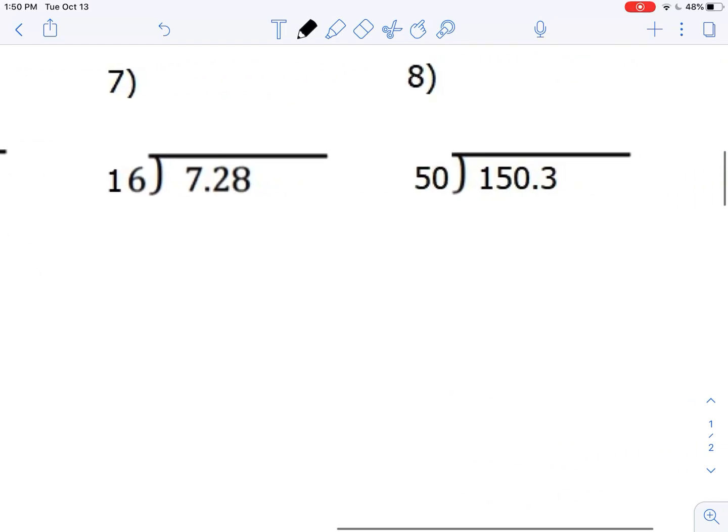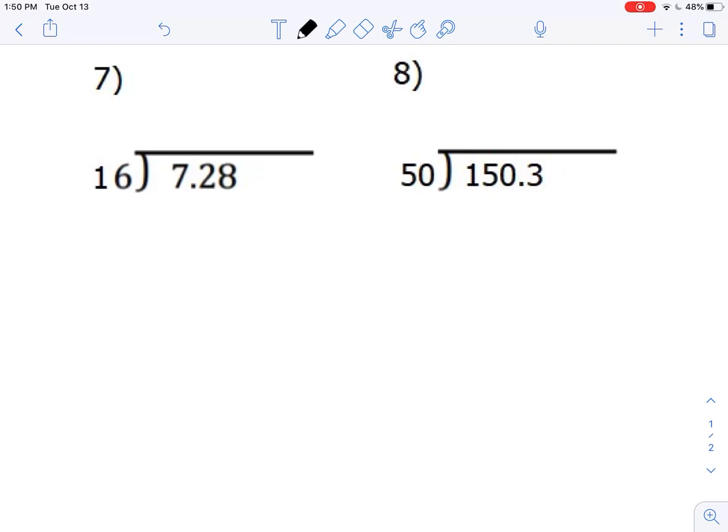Number 7, 7 and 28 hundredths divided by 16. So I'm going to put a placeholder above the 7 here. 16 can't go into 7. I'm going to put a decimal point just above it. 16 can go into 72. Let's try 4 times.